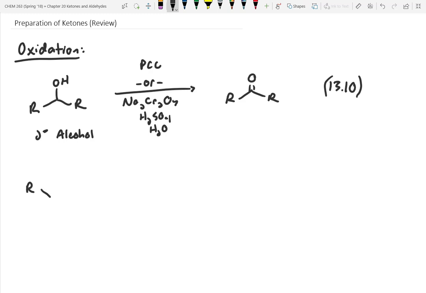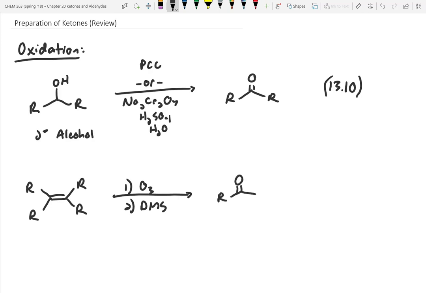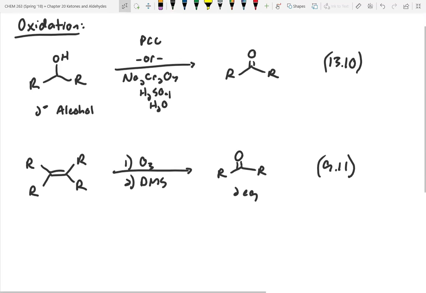Alternatively, just like before, you can take an alkene. However, this time, we don't have any hydrogens coming off the alkene. It's tetrasubstituted. Same reaction. Do O3 and DMS, dimethyl sulfide, and you can get two equivalents of a ketone. And this was section 9.11 in your textbook. So just like with aldehydes, but we have to be careful with our starting alkene.